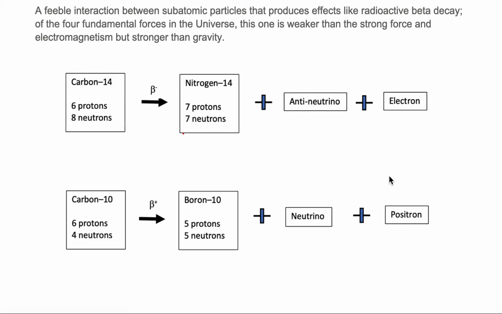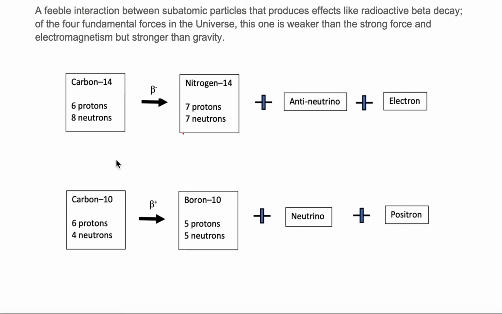Basically, you start with an atom that has too many neutrons or protons. Notice on the left-hand side of the arrow, we see isotopes that have too many of one or the other. In the case of carbon-14, we've got too many neutrons. In the case of carbon-10, we have too many protons. So we want to take one of those excess particles and convert it into the other.